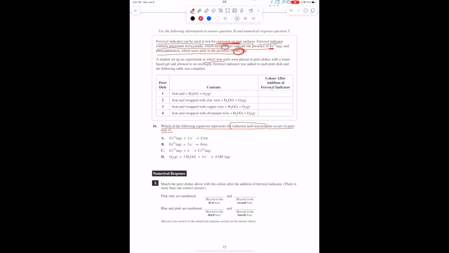A student set up an experiment in which iron nails were placed in petri dishes with water-based gel and allowed to sit overnight. Ferroxyl indicator was added to each petri dish and the following table was compiled. Okay. So it seems like what's important here is this indicator turns blue with iron 2, and phenolphthalein turns pink with hydroxide. Okay. All right. I think I know what to do here now.